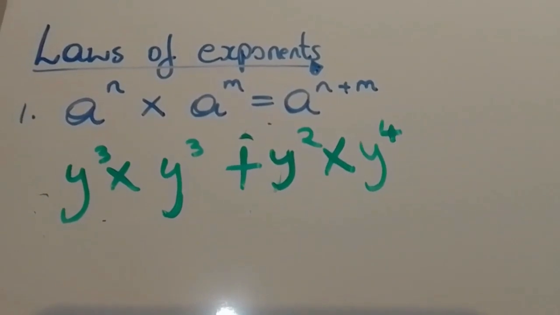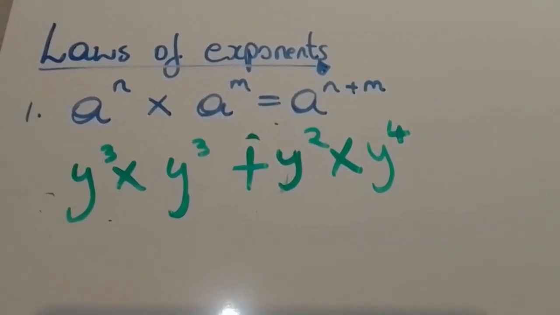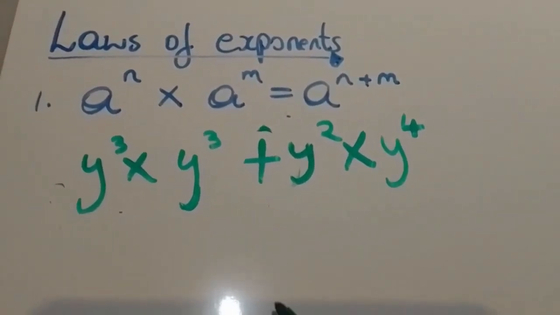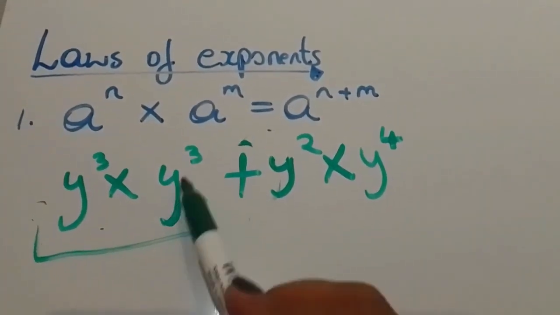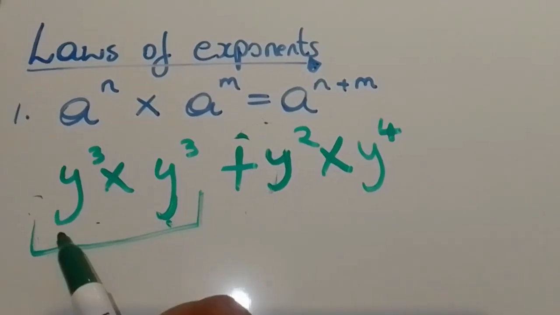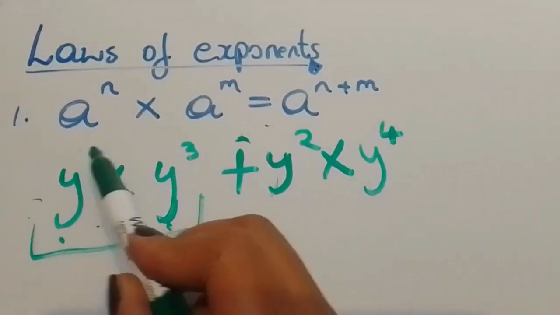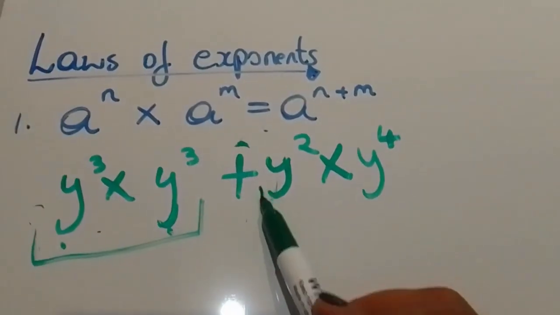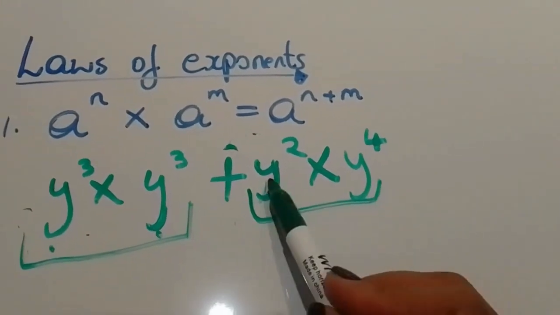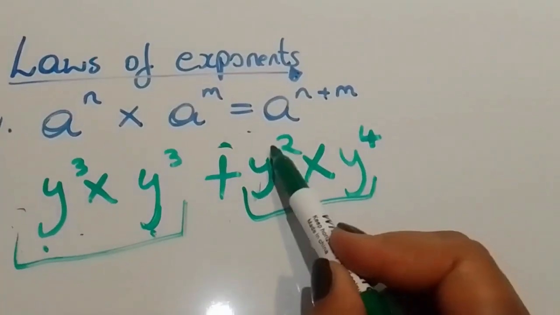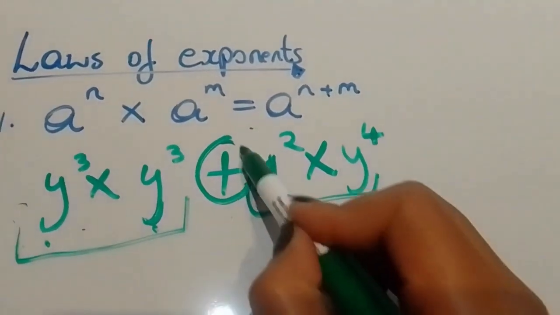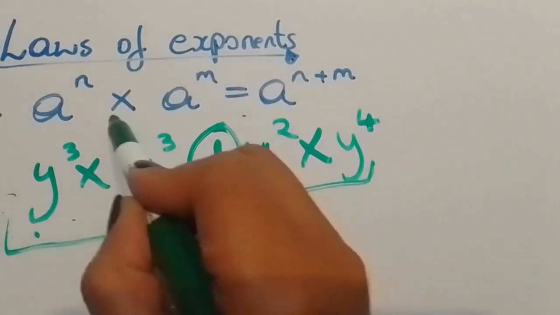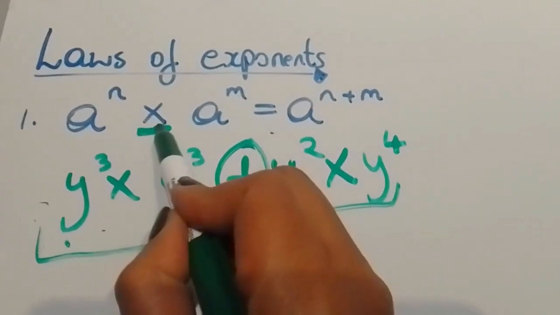So this first exercise, we will be able to solve it using that first law. Because what we recognize is that with this here, we have two terms with the same base y, and the one has exponent 3, the other one exponent 3. And then this also, it has the base y with exponent 2 as well as 4. Do recognize that that law doesn't apply for that plus there because it was only for multiplication.